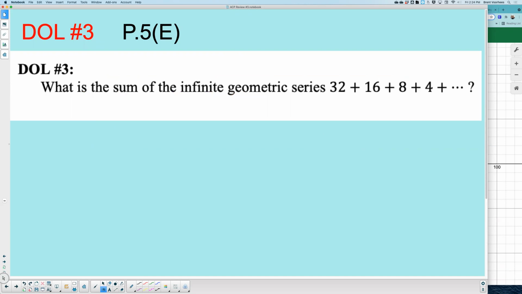All right, that brings us to DOL number 3. I want you to find the infinite sum of this geometric series. DOL number 3.